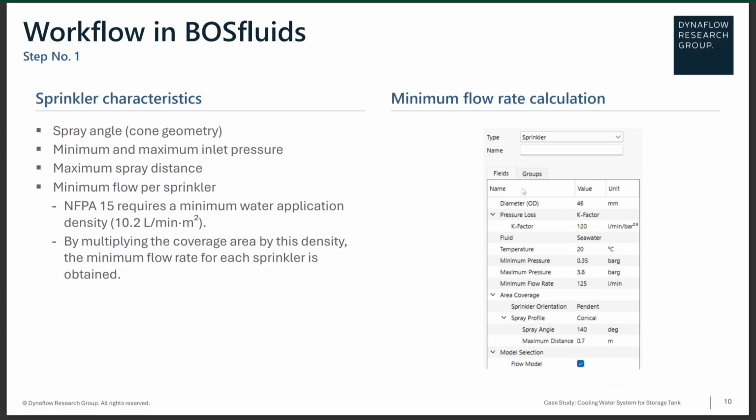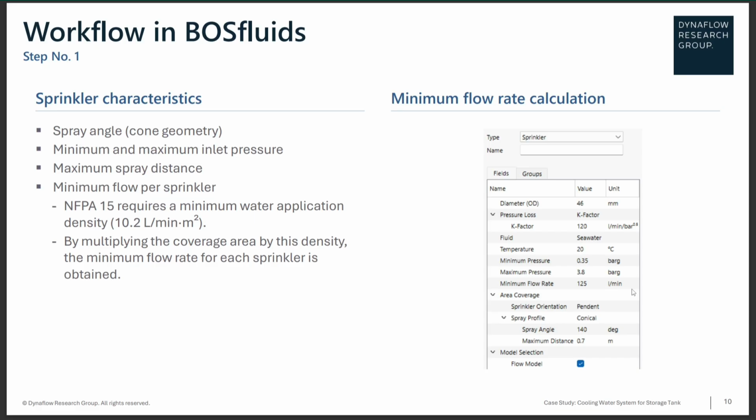So here we can see how we input the data. So the K factor, the minimum and maximum pressure. The reason why we need to input the minimum and maximum pressure is that if we have lower pressures than the minimum or higher than the maximum, we might not have the profile that the manufacturer provides. And then obviously we have to input the minimum flow rate at each sprinkler, which is not necessarily that obvious where we obtain it.